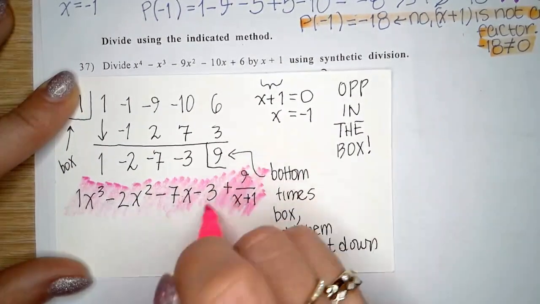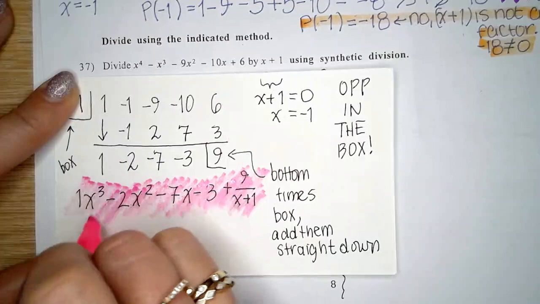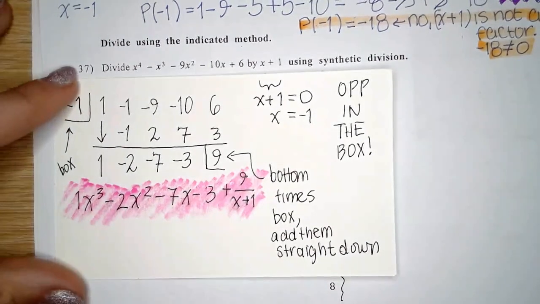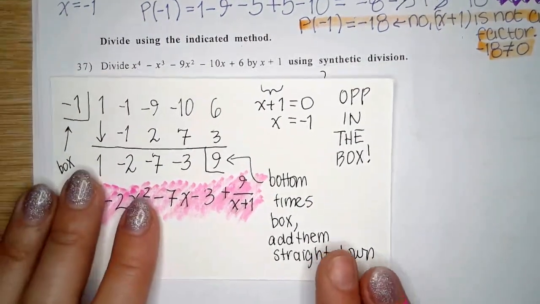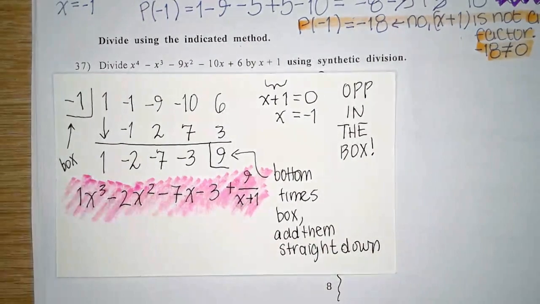So rewind and watch it again if you forgot or need help or aren't sure if you fully got that correct. Okay, op in the box, very important. And then add them straight down each step of the way. And then your answer is 1 degree less.